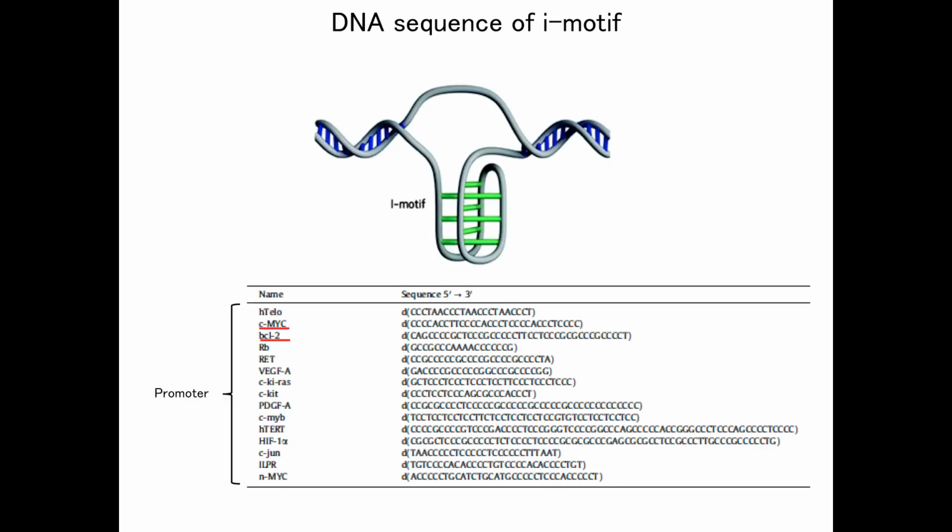Next, I explain about the i-motif. The i-motif consists of C-rich sequence, and almost all i-motif forming sequences are in promoters. c-MYC and BCL2 are kinds of oncogenes. It means that this i-motif can control transcription, and this structure has an important function in transcriptional controlling.